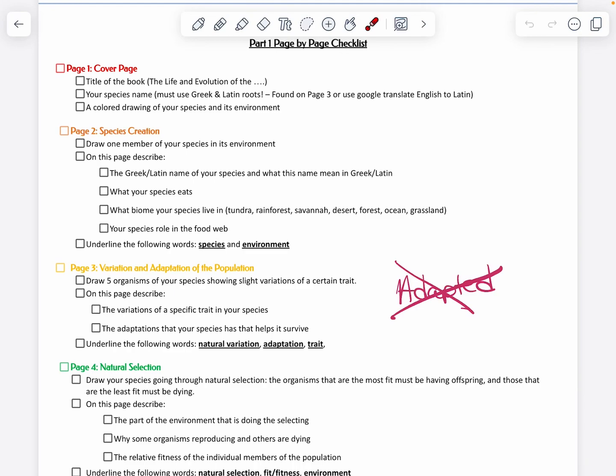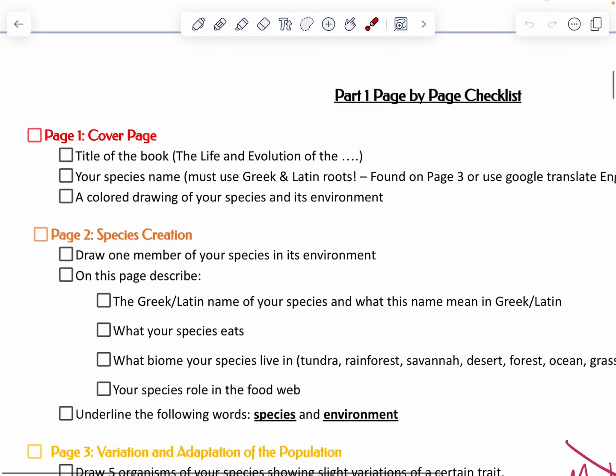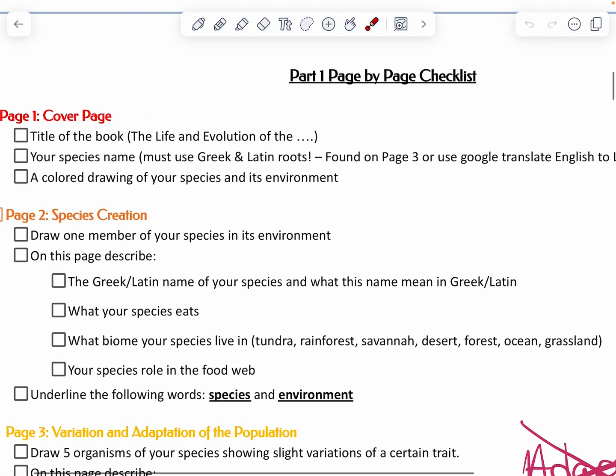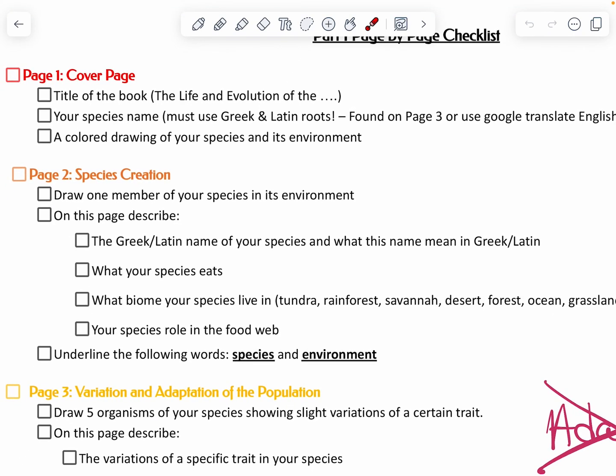So page 1 is your cover page. This is the title of your book, your species name, and some kind of visual representation of your species. Now that same picture can be used for page 2, where you talk about your species creation. Tell me about your species, where it lives, what it eats, what eats it, anything about your species that would be important information.